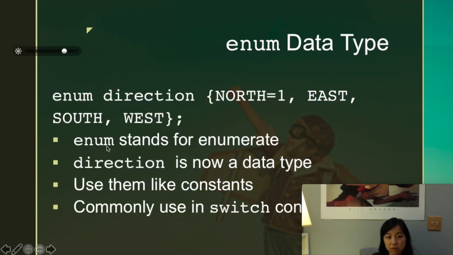Maybe to help you understand or remember this concept, it's called enum, which stands for enumerate. And direction is now becoming a new data type that you can use in the program, but not outside of this program, of course. Use them like a constant. It's commonly used for a switch statement.